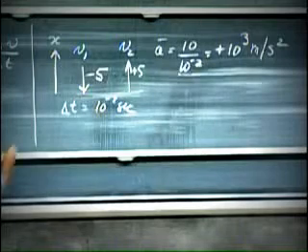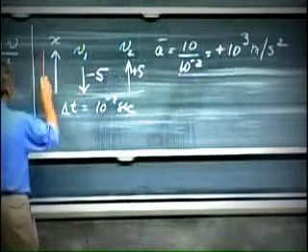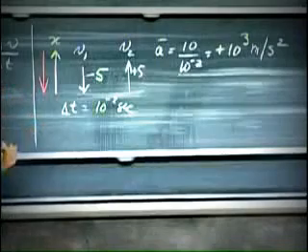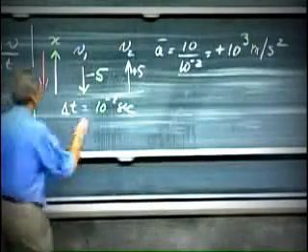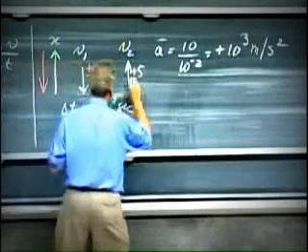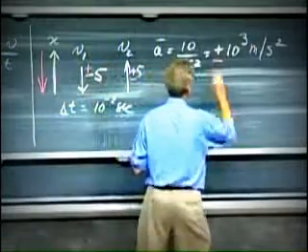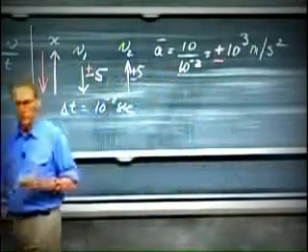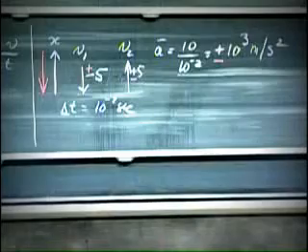If now I say, aha, I don't like this, I want to call this the value of increasing x, no big deal. This would become a plus, this would become a minus, and then this would become a minus. So then the acceleration is minus 1,000 meters per second squared.